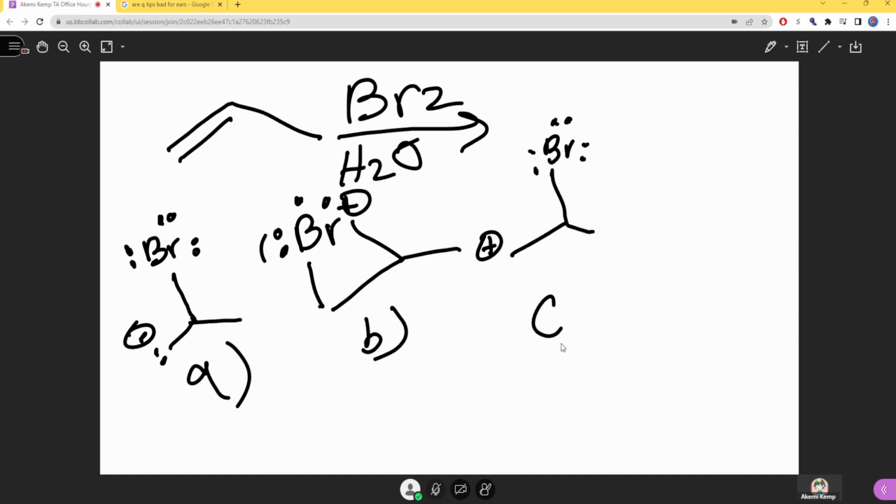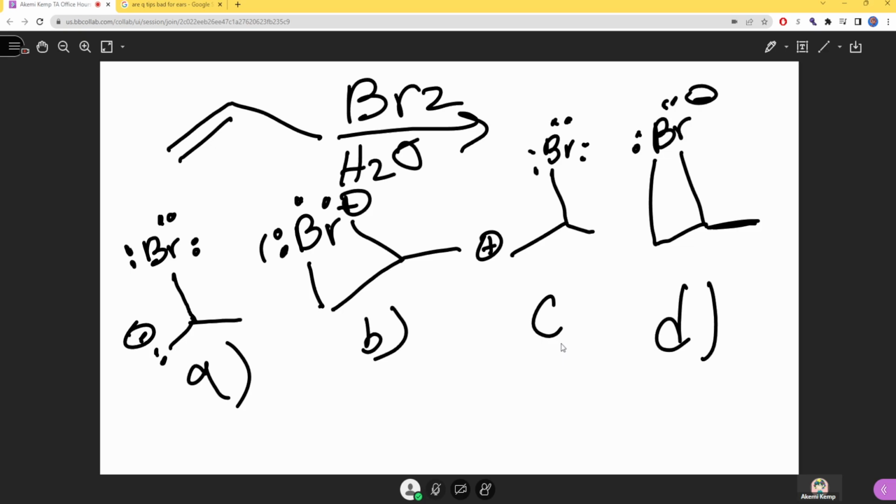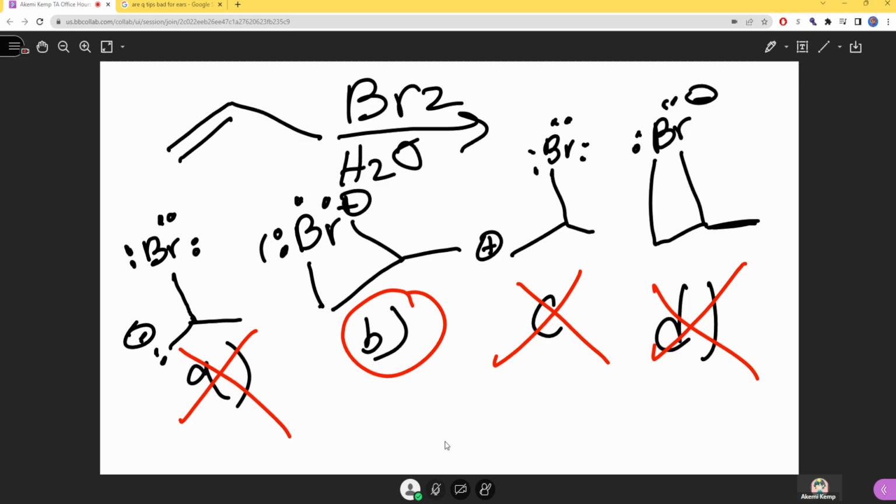Oh, I hate when that happens. And then the last choice was Br with a negative charge and this. So which one do you say we can eliminate? We can eliminate A, C, and D, because they have the wrong charge. Right, negative charge. So the only answer choice left is B, which is correct.